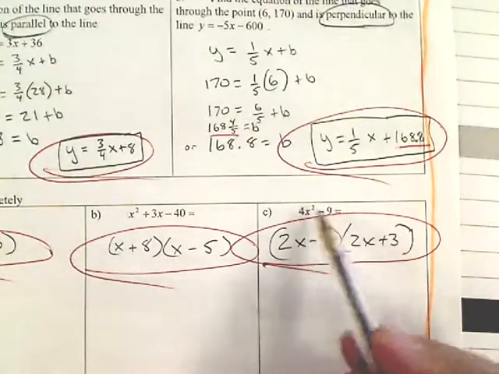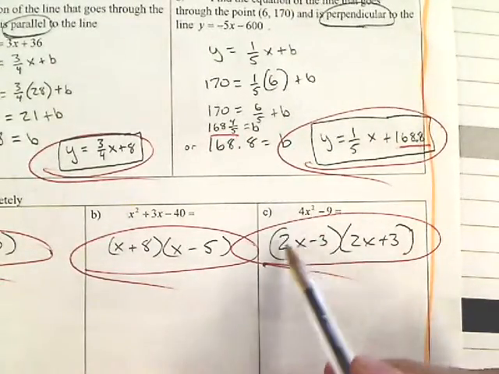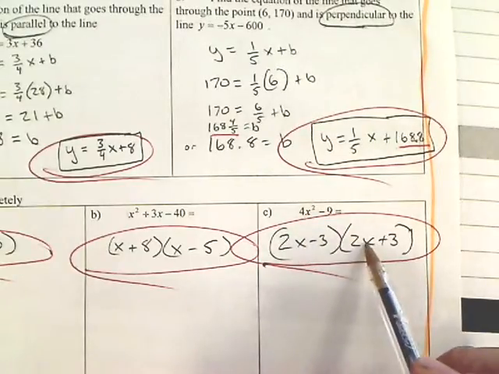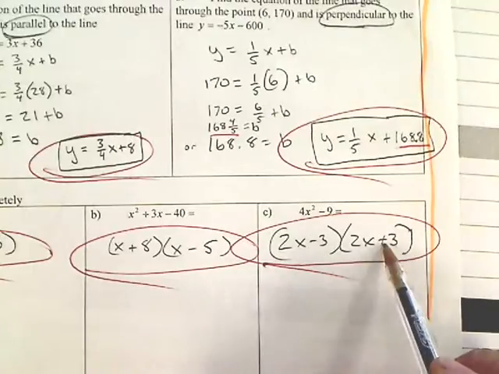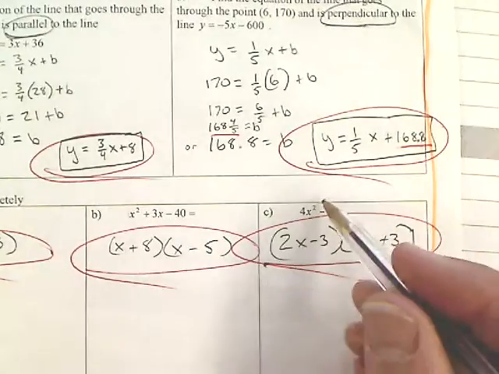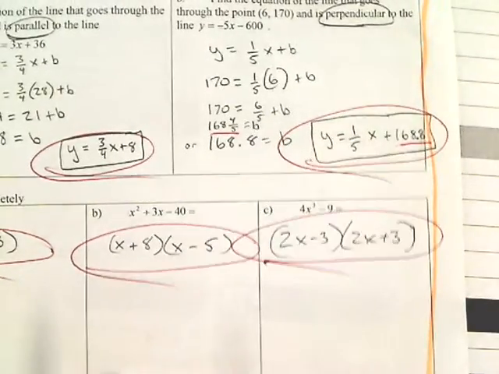Difference of two squares. Square root of that guy is 2x. Square root of that guy is 2x. Square root of that is 3. One's minus, one's plus. That way the middle term will cancel out. Middle term being that one right there, the 0x.